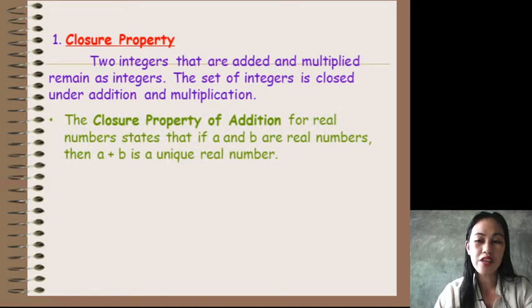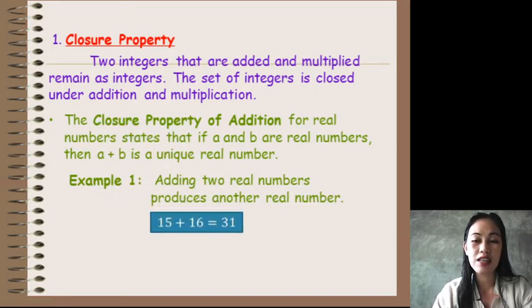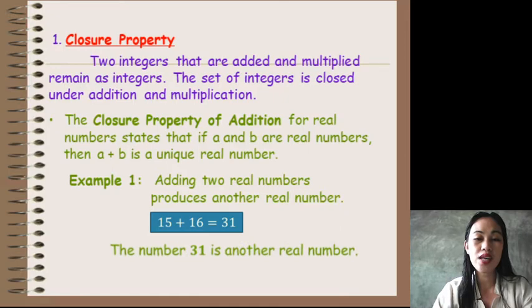The closure property of addition for real numbers states that if a and b are real numbers, then a plus b is a unique real number. An example of this is adding two real numbers, which produces another real number. You can choose any real numbers that you want. For example, 15 and 16. If we add 15 and 16, the answer is 31. So we produce another real number, which is 31.